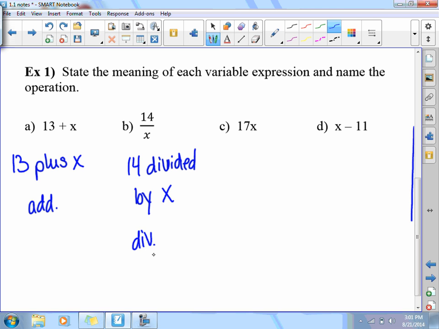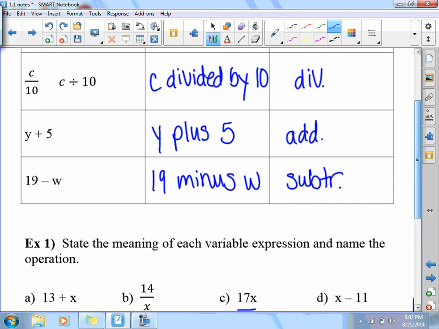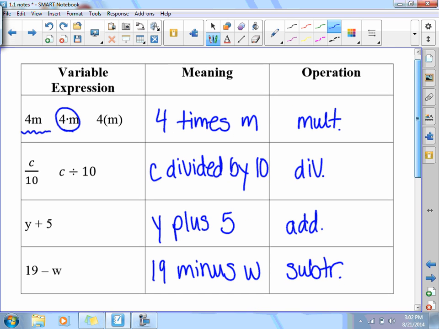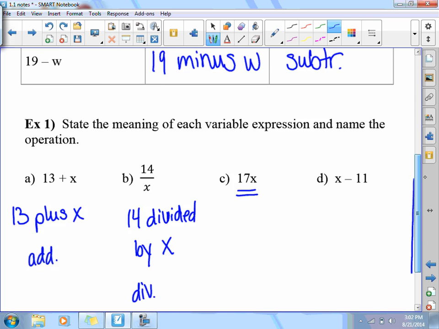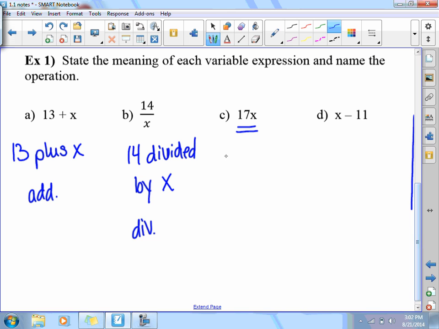Part C, this is where we have the number and the variable written right next to each other. So just like we had up above in that first part of our table, that is dealing with multiplication. So this means 17 times x. So our operation here is multiplication.